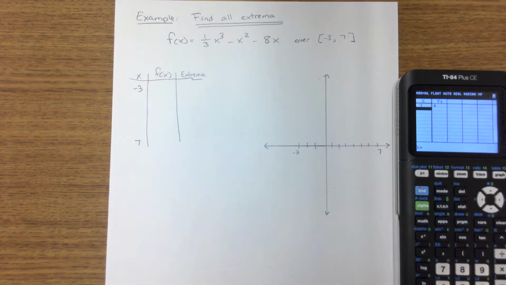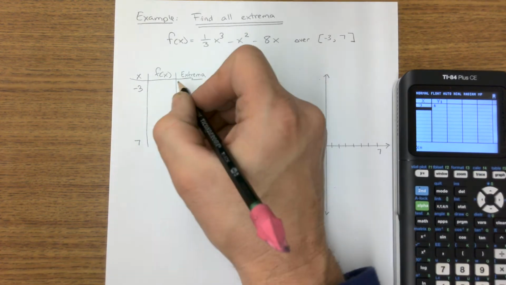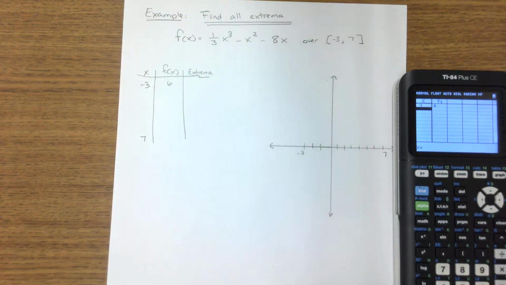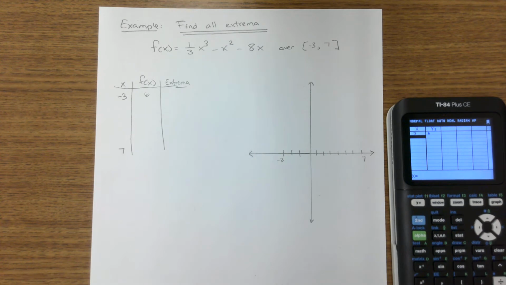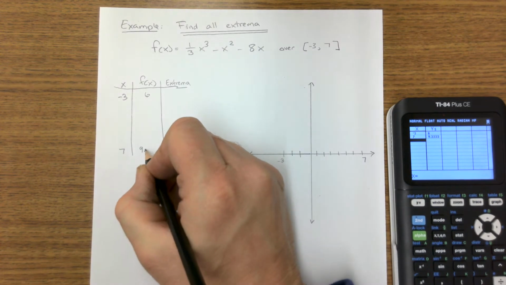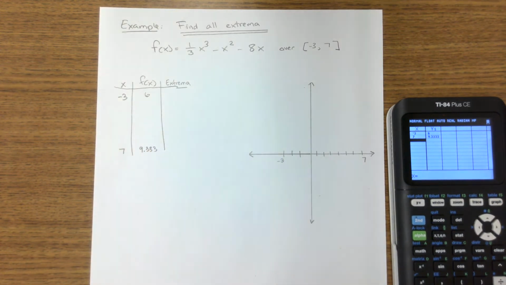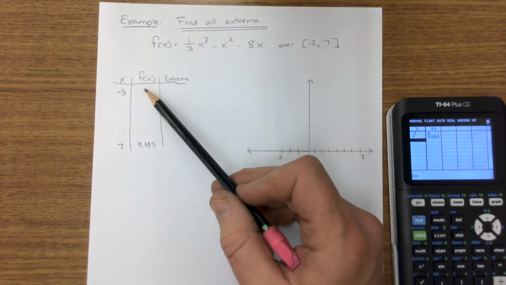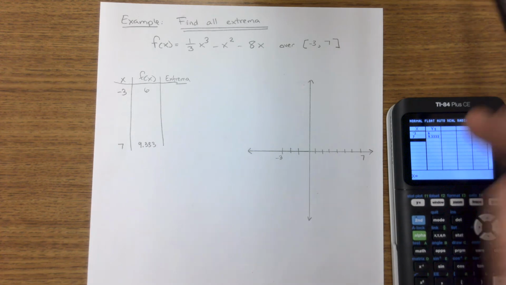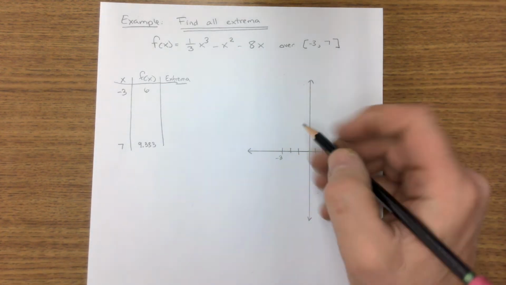Let's put -3. So I know at -3 the output is 6. And that may be a maximum, that may be a minimum. I'm not sure yet, but it could be something. And let's put in 7. 7 is 9.3. We could do a fraction for that, but we'll let it go right now as a decimal. So it's about 9.3. So this may be the maximum. This may be the minimum. However, we don't know. Well, let's go ahead and graph that right now.